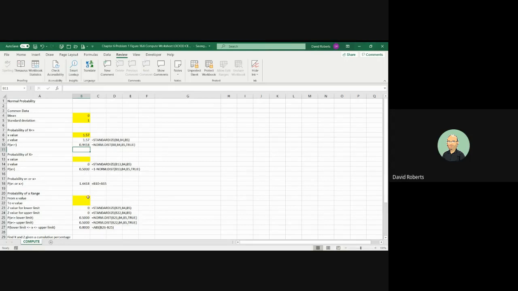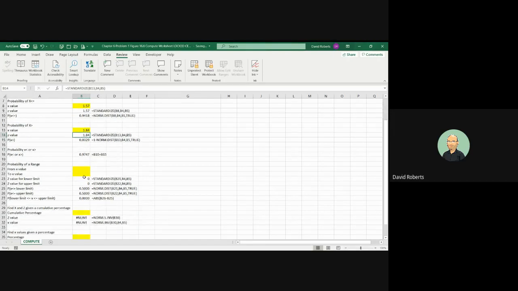The answer in part B is greater than. So in this case, we want to put a value of 1.84 here. And we get a value of 0.0329.